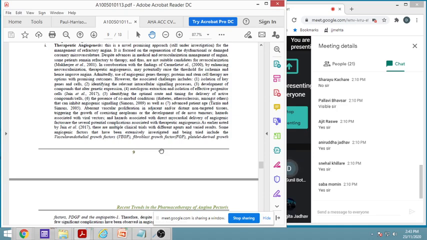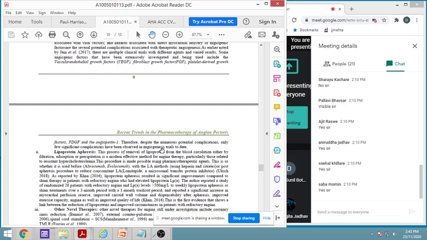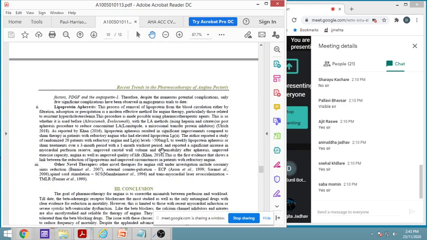Then the other one is lipoprotein apheresis, that is removal of lipoproteins from the blood, and these are the removal of all those lipoproteins which were harmful. They will be reducing the risk of atherosclerosis because they are forming the base of atherosclerosis. So these are very important.